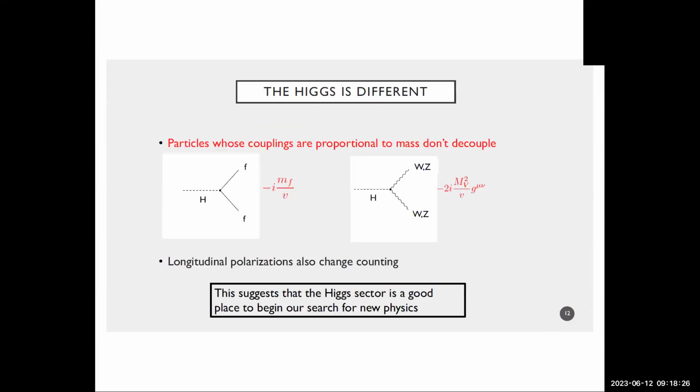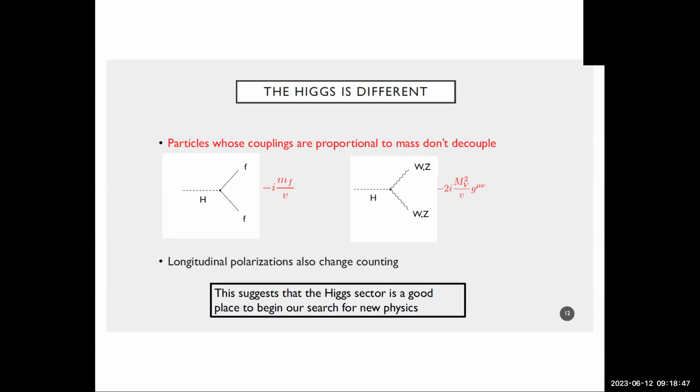So the Higgs is our first example of a particle that does not decouple. And this is kind of cool. So we've seen a particle, the Higgs, its couplings are proportional to mass, and it does not decouple. So if the Higgs mass had been very, very heavy, we'd still be seeing the effects of the Higgs boson. And I'll have an example of that later.